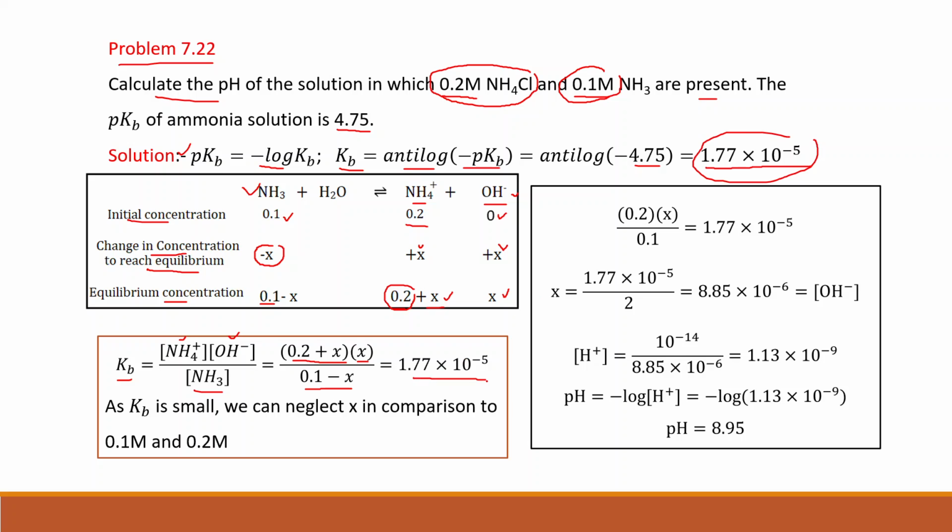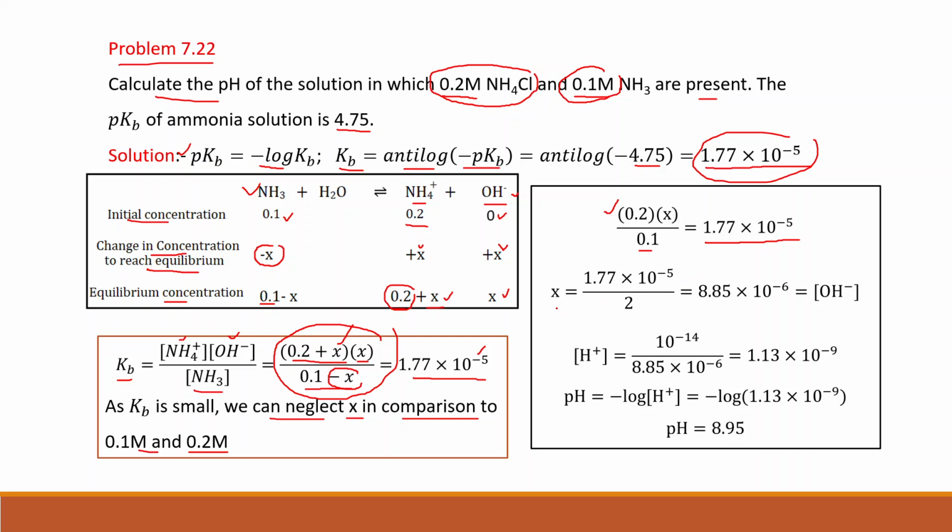1.77 into 10 to the power minus 5. Now in this case, this Kb is very small, so we can neglect x in comparison to 0.1 M and 0.2. So this expression can be written like this. We neglect this x, so 0.2 multiplied by x in the numerator. In the denominator, again we neglect this x, so only 0.1. And this is equal to 1.77 into 10 to the power minus 5.